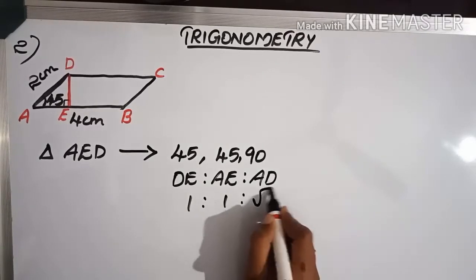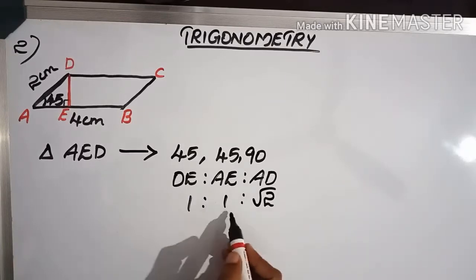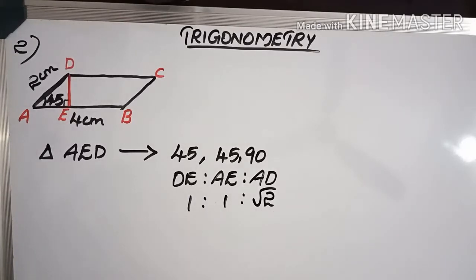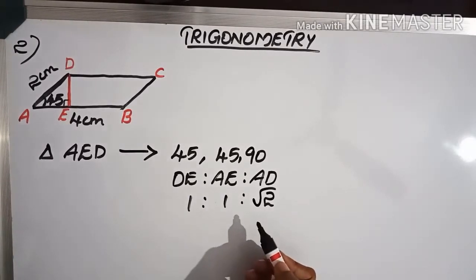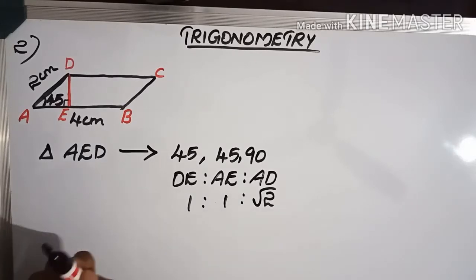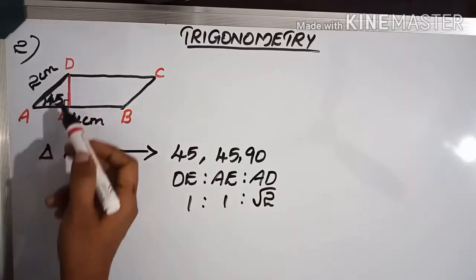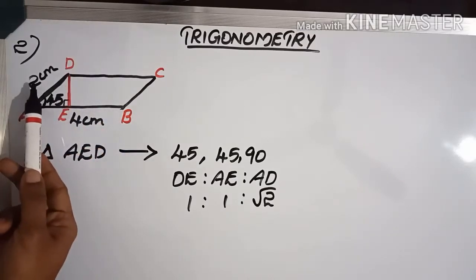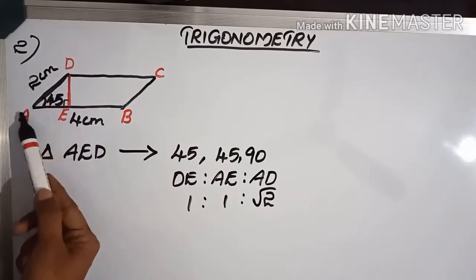1 is to root 2. Okay, 1 is to root 2 is the ratio. After writing this, you have to check whether any side is given or not, and which side it is. Okay, so when you check this triangle, you can see that 2 centimeter is given. That 2 centimeter is what?